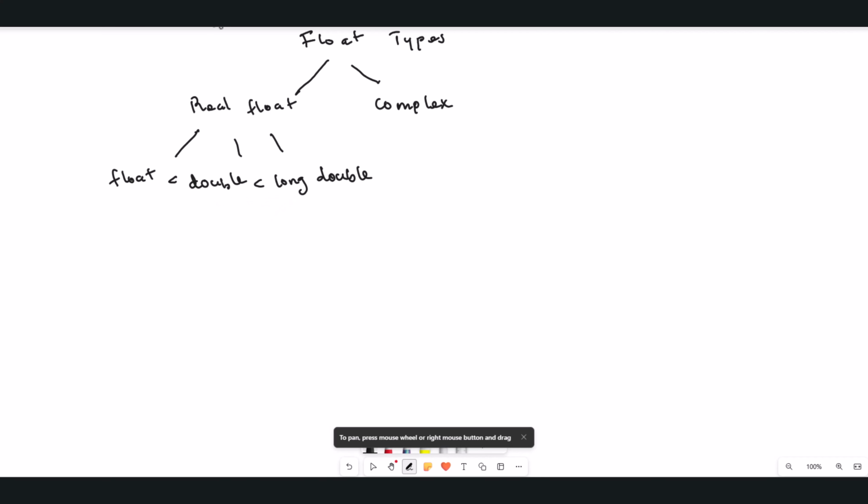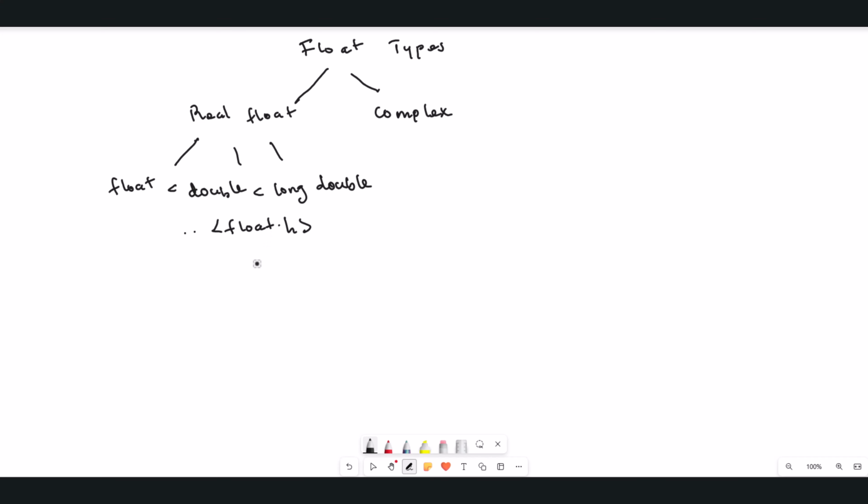The system does not enforce a particular way to represent floating numbers. This is defined by the implementation. To understand the limits, which are found under the header file float.h, we are going to talk about the representation, how floating point is being represented.